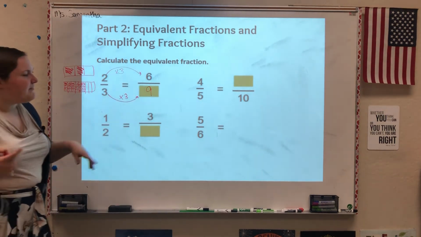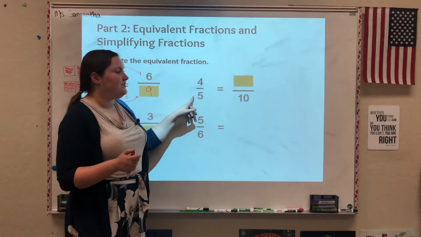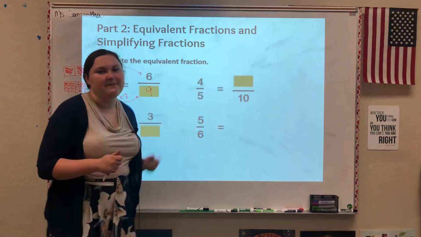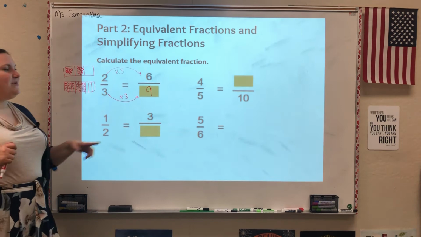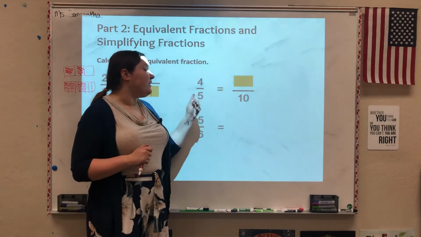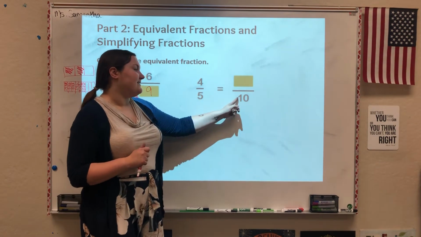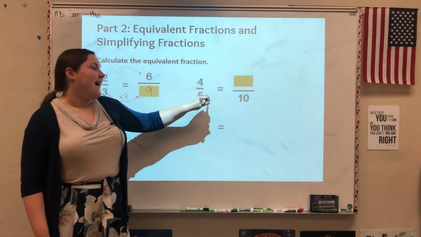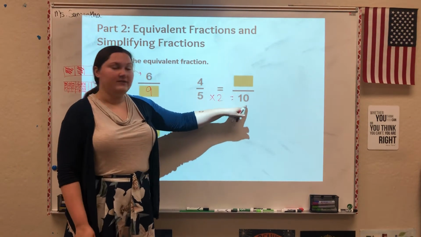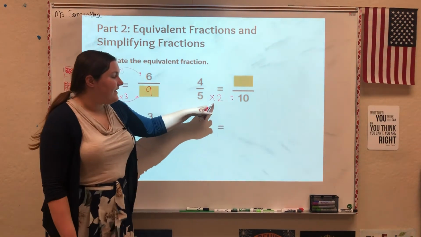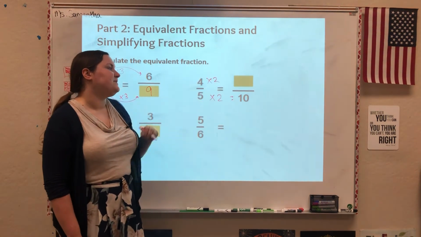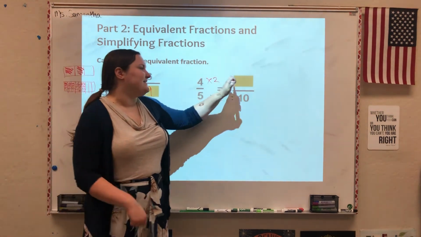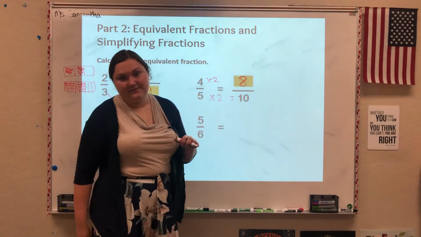If we keep going with that, 4/5, what would I have to do with 4/5 to figure out what that missing number is? Well, to answer that question, you need to look at 5 and 10 and see what you have to do with 5 to get 10. I know that 5 times 2 equals 10. Once I figured that out, I'm just going to do that same thing up here. So I'm going to do 4 times 2, and that will tell me that missing number is 8.